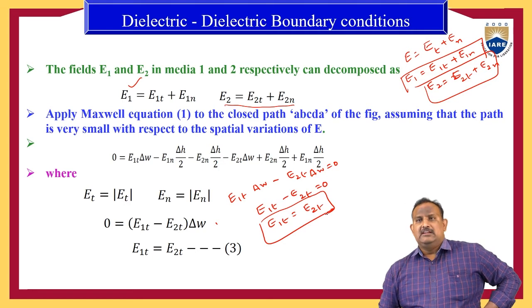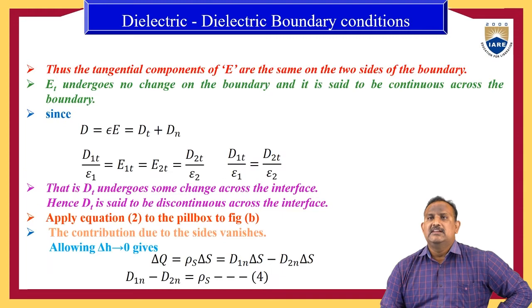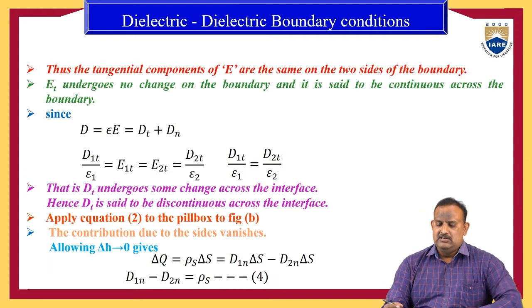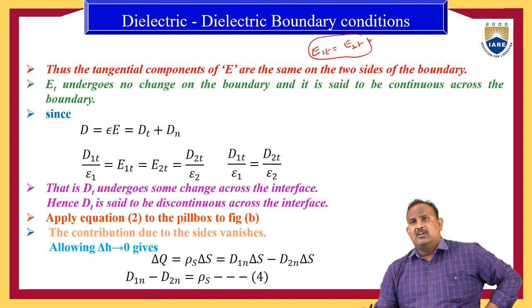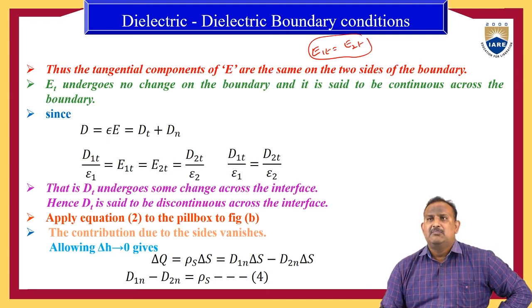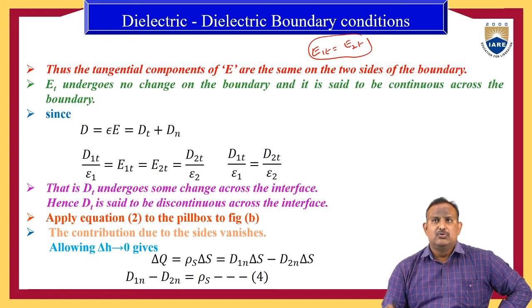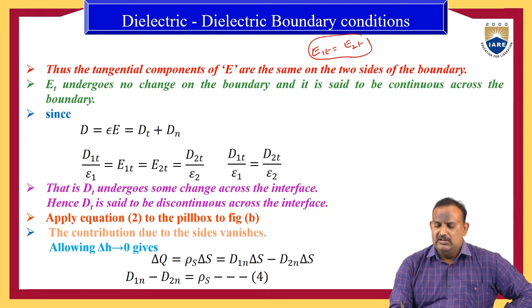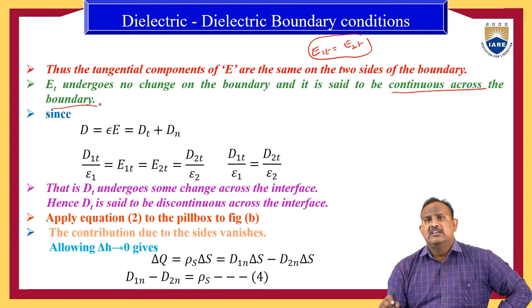So the tangential component of the electric field is the same on both sides of a boundary. From the equation E1t is equal to E2t, the tangential components of the electric field are the same on the two sides of a boundary. Therefore, Et, the tangential component of the electric field, undergoes no change at the boundary and is said to be continuous across the boundary.